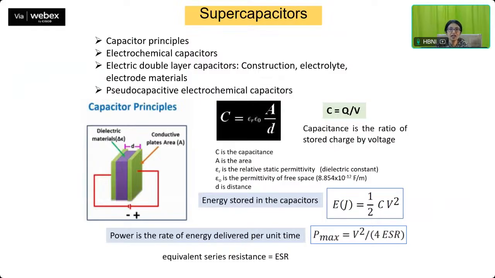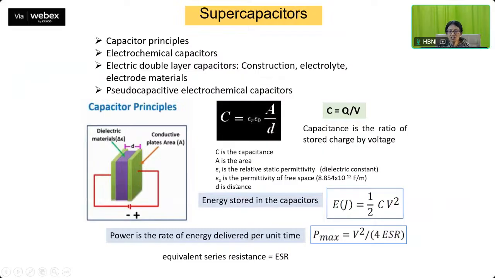You have heard of capacitors, right? What is the principle of a capacitor? You have a dielectric material in between conductive plates whose area is, suppose, A, and capacitance is nothing but the ratio of the stored charge to voltage. For a capacitor like this, C is equal to epsilon_r epsilon_0 A by d. A is the area of these conductive plates. epsilon_r is the relative static permittivity or the dielectric constant. epsilon_0 is the permittivity of free space, the value of which you know theoretically. And d is the distance between these two storage plates.